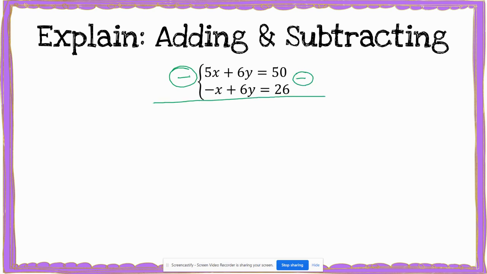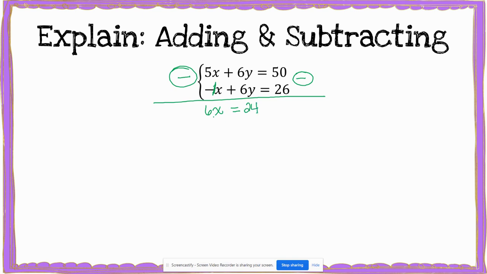Well, this is 5x minus negative x. Remember that even though you don't see it, there's an invisible negative 1 there. So this is like saying 5 minus negative 1. Well, again, you want to be careful when you're subtracting with negatives. 5x minus negative 1x gives us positive 6x. When I do 6y minus 6y, that's 0, so they cancel each other out, and I'm left with an equal sign. Then I'm going to subtract 50 minus 26, which gives me 24.